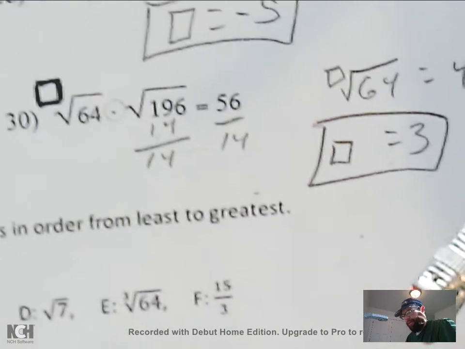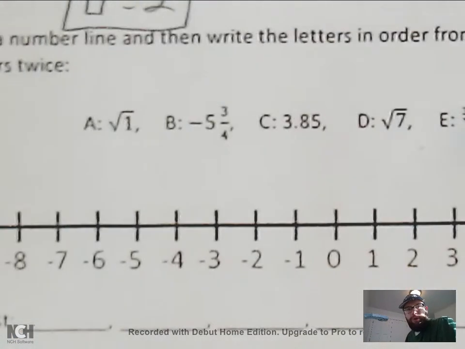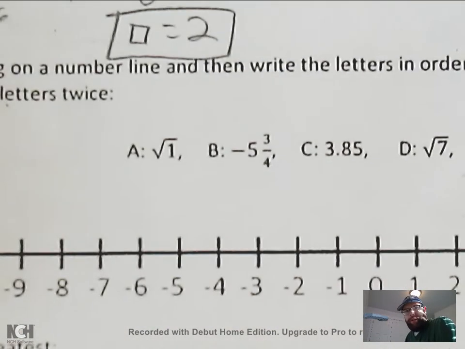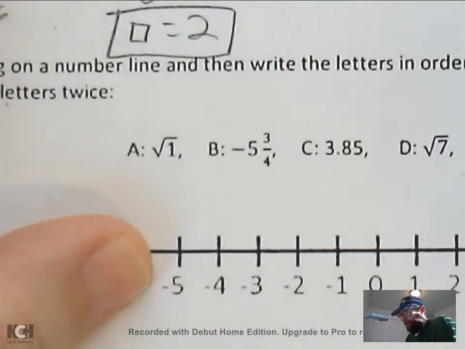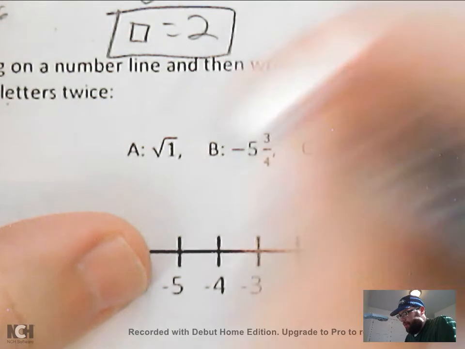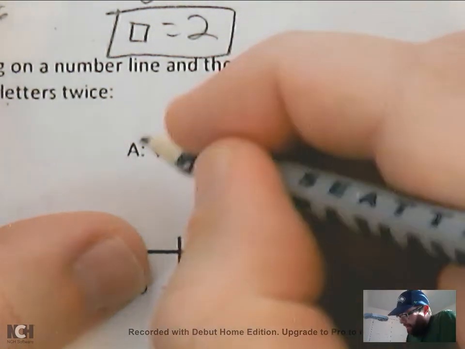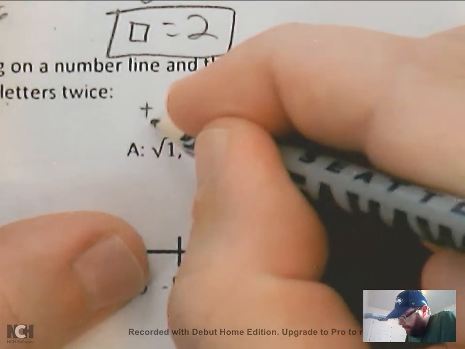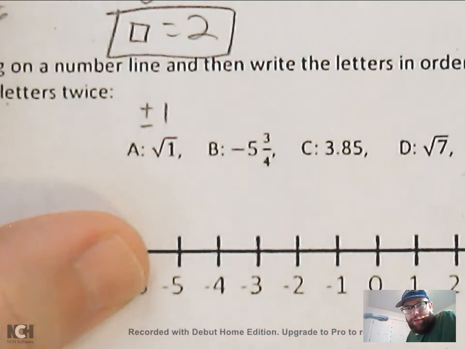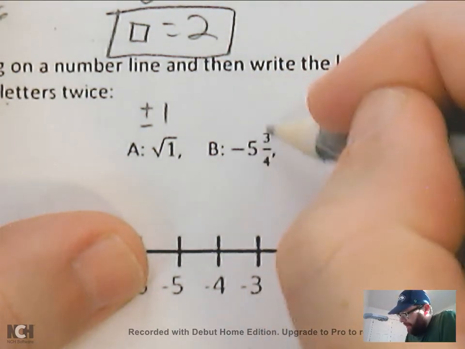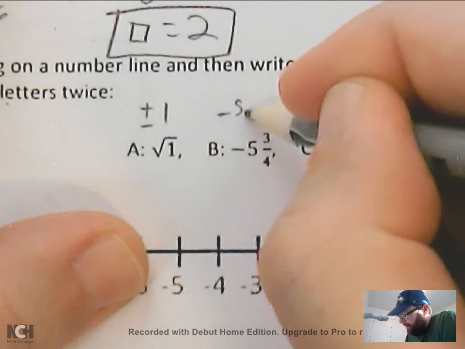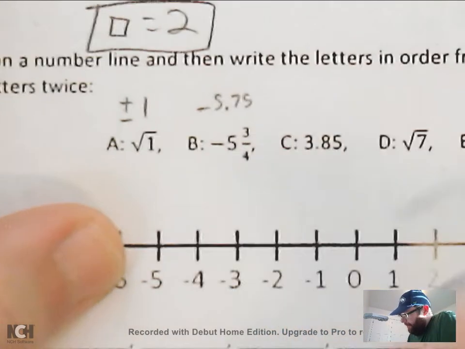Now, next step is ordering. So remember guys, square roots have a plus minus. So there's two roots. So like the square root of 1 is 1, but there'd be a plus 1 and a minus 1. So two answers. Okay. And then we're going to kind of convert things to decimals to make it easy to order. Like negative 5 and 3/4 is negative 5.75. 3.85 is already there.